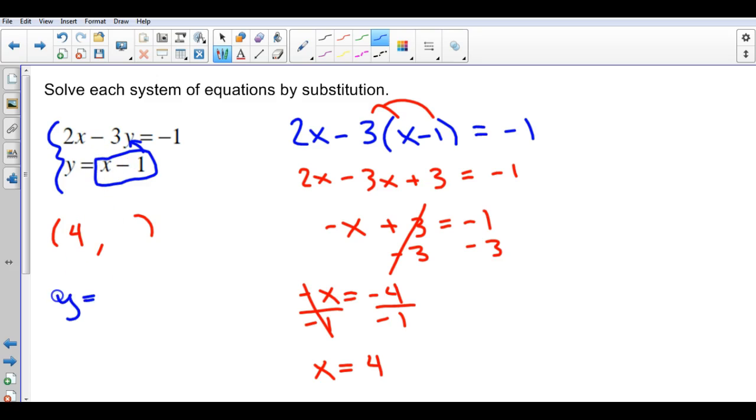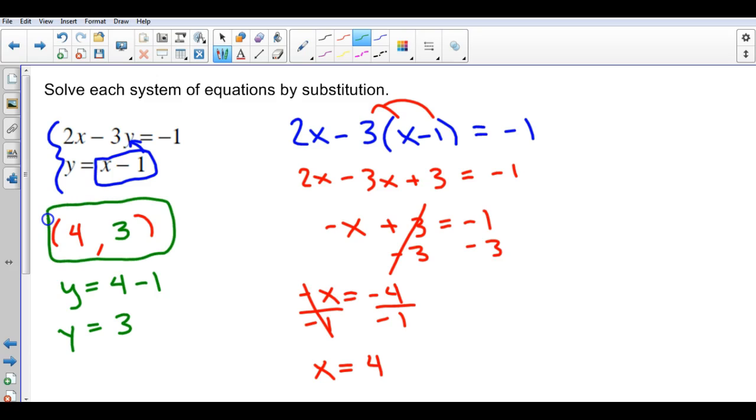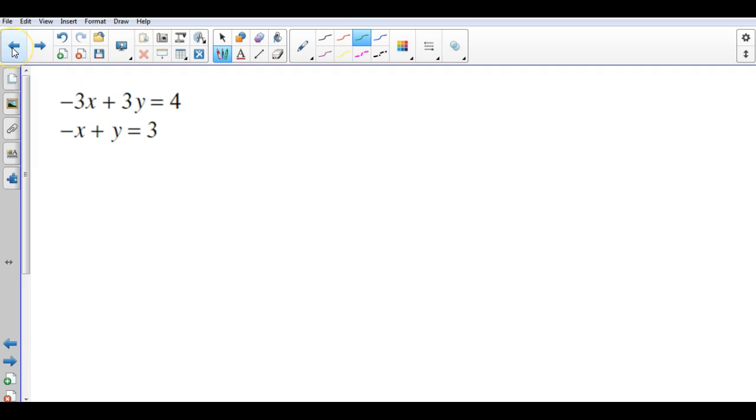So it says y, you know what, I'll change color. So it'll be y equals, and instead of writing x minus 1, I know that x is 4, so I'm going to write 4 minus 1. So my y coordinate is going to be 3, and I can put that right here. So that means your final answer is the point (4, 3). And that is substitution. So I'll do another example or two. Looks like one more example of that. This one is slightly different.